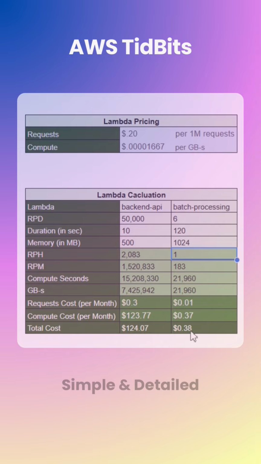So this is one of the scenarios where you realize the true power of a serverless architecture and a function as a service.